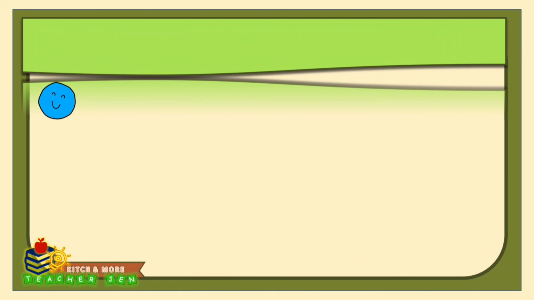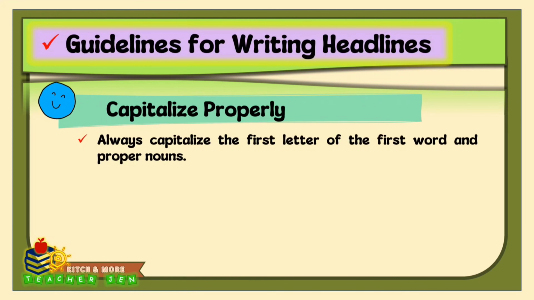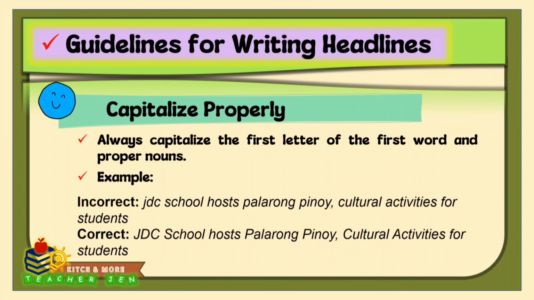The last one is capitalize properly. Always capitalize the first letter of the first word and proper nouns. So you can see here an example. First one is incorrect. As you can see, all the letters, including the proper nouns, are written in small letters. But the second one is correct. We are capitalizing, of course, the first letter of the first word, and since it is an acronym of the school, we are using capital letters as it is also a proper noun.